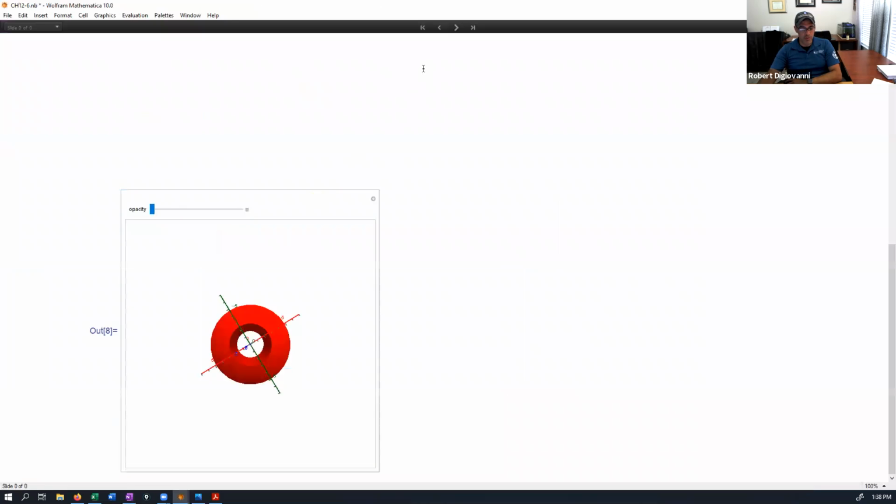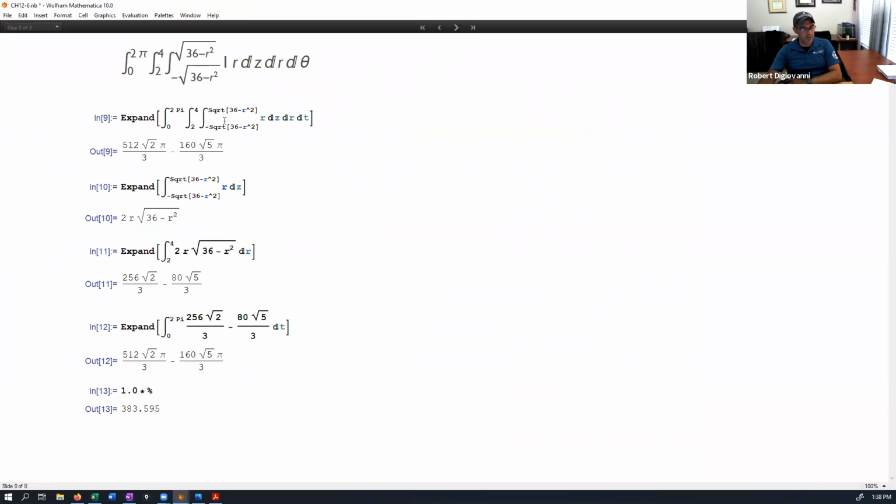So I'm going to just show you again what the answer would be if you were to work through this. Now, when I put it in the computer, notice the way I put it in, 0 to 2 pi, 2 to 4, and I did not choose to double the integral and go from 0 to square root of 36 minus r squared. I just went from negative root 36 minus r squared to positive, and then did the 1r and then dz, dr, d theta, and then went through all this. It's actually a really ugly answer. The exact version of the answer is really ugly. So I just got a decimal answer. It's about 383.595 cubic, whatever, cubic feet, cubic inches, cubic miles, whatever.